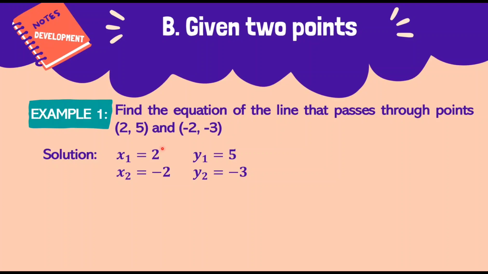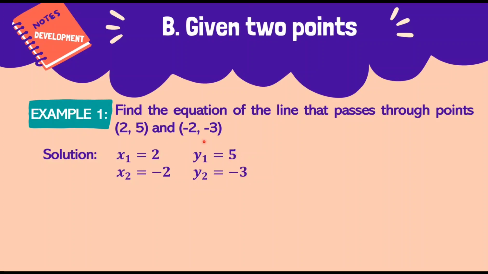Okay. So as you can see, already written na ang values ng ating x and y's. So we have x sub 1. This is our x sub 1. Siyempre, yung first x value natin. And then our x sub 2, we have negative 2. And then for our y sub 1, we have positive 5. And then for our y sub 2, we have negative 3.